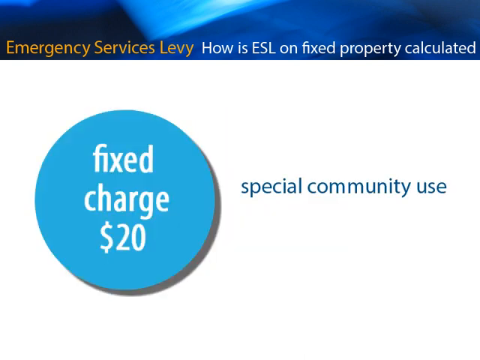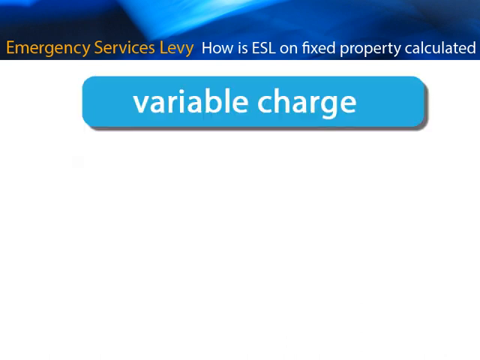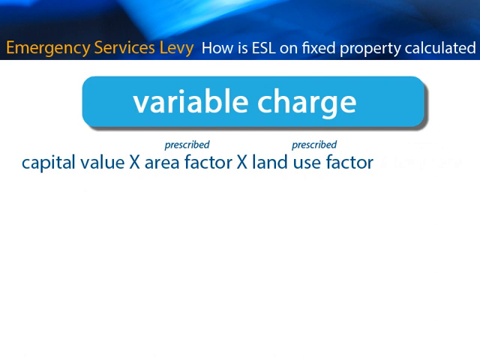Properties with a land use factor of special community use, such as charitable organisations, hospitals, public halls and nursing homes, have a fixed charge of $20. The variable charge is calculated by using the following formula: capital value multiplied by prescribed area factor, prescribed land use factor, and prescribed levy rate.